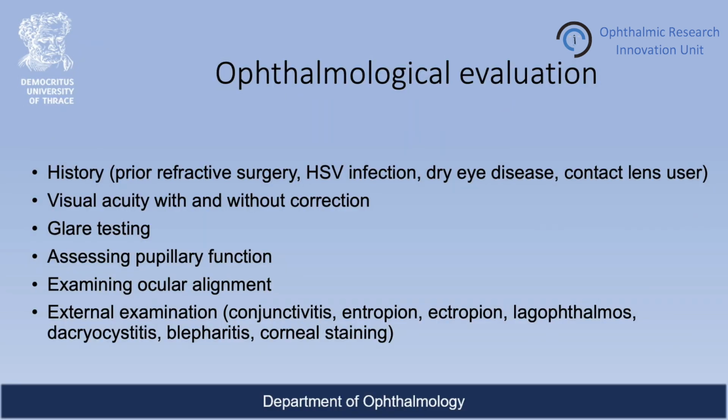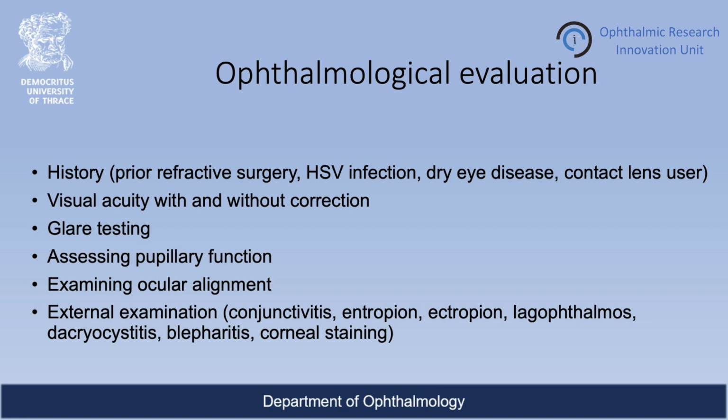The ophthalmological evaluation is just as crucial. This evaluation starts with a detailed patient history, including prior refractive surgeries, history of herpes simplex virus, HSV, infections, dry eye disease, or contact lens use. Next, visual acuity should be assessed with and without correction, and glare testing should be conducted to evaluate the impact of the cataract on the patient's vision.